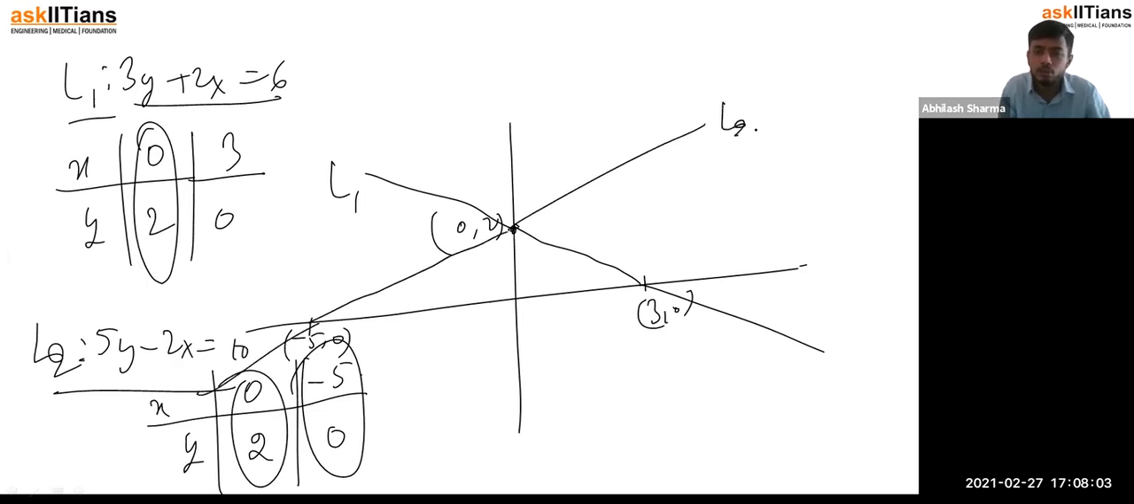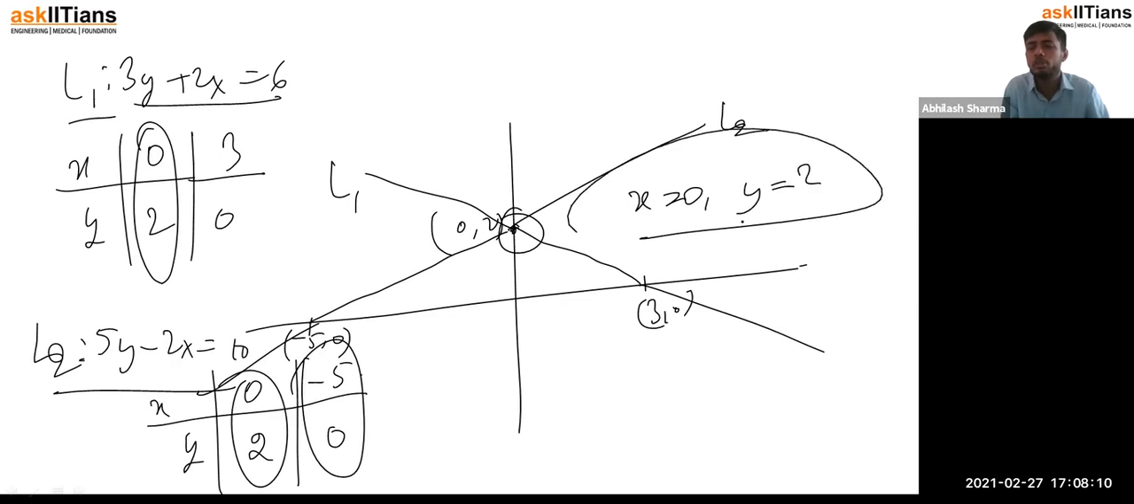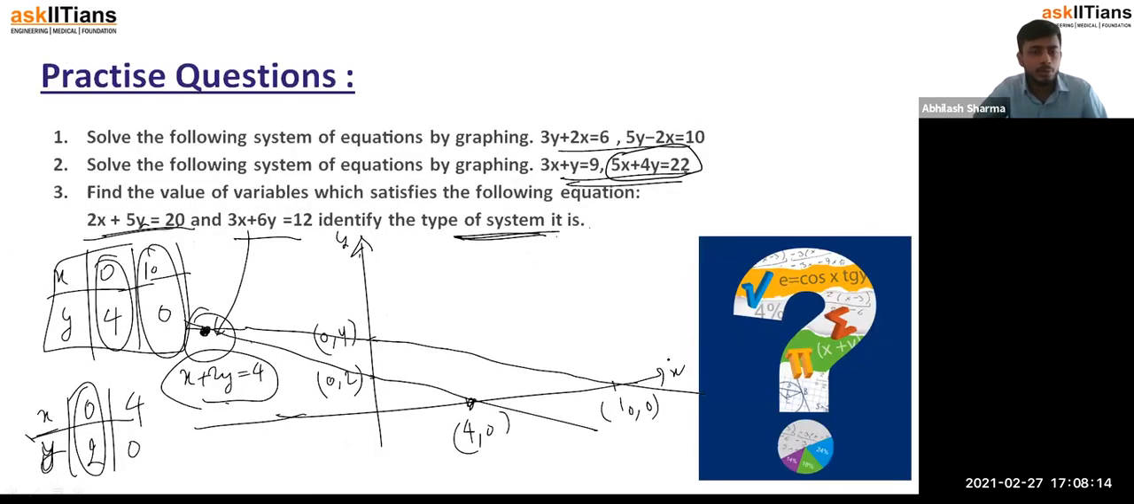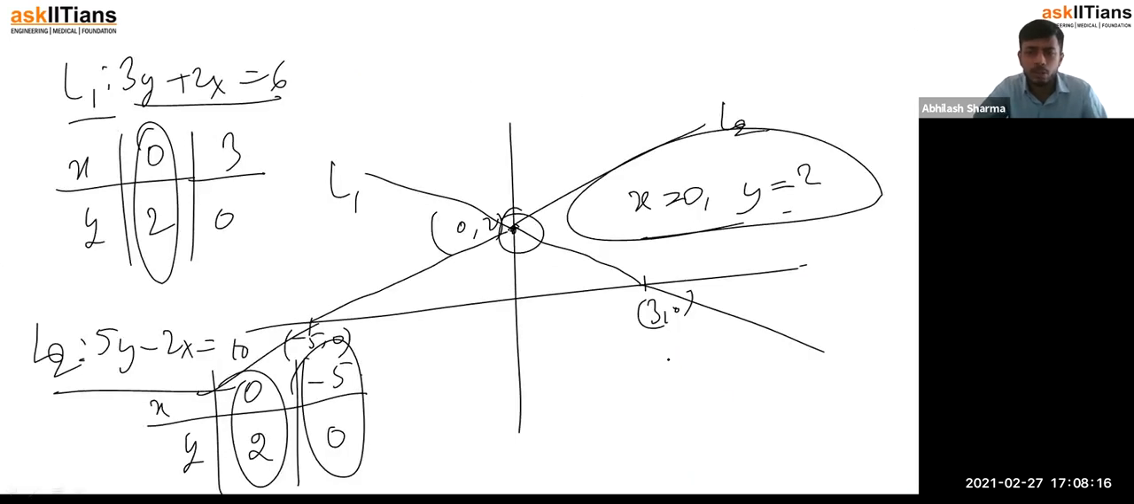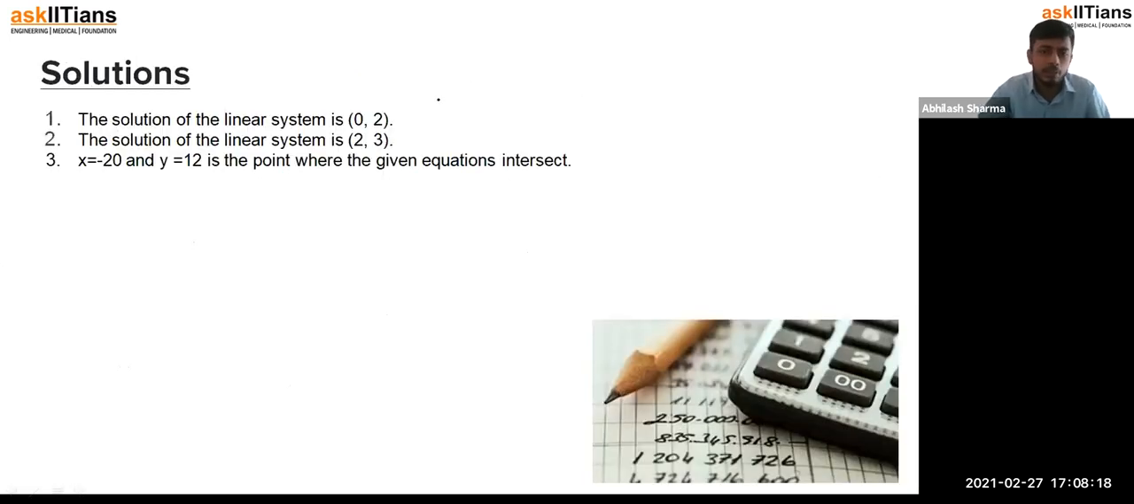So obviously where do both of these lines intersect? At the point 0 comma 2. So x equal to 0 and y equal to 2 will be the solution. Correct? So that's pretty much it. We have solved them using graphical methods and we have got the correct answers as well.